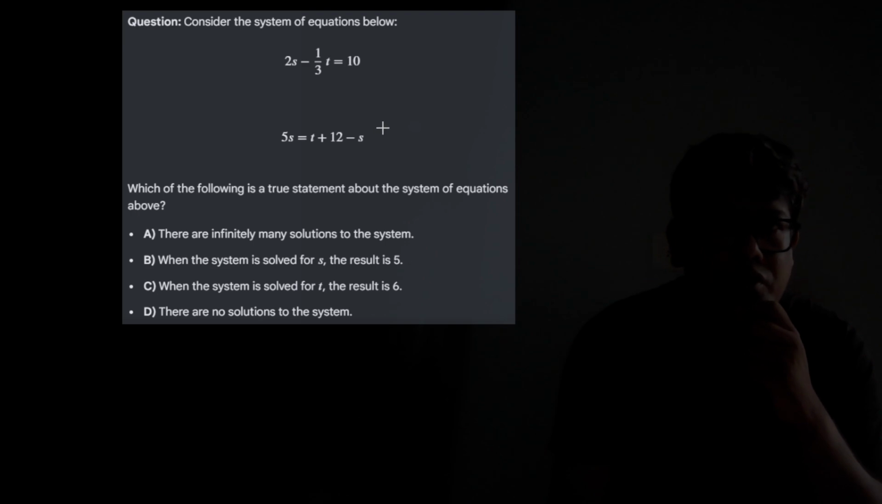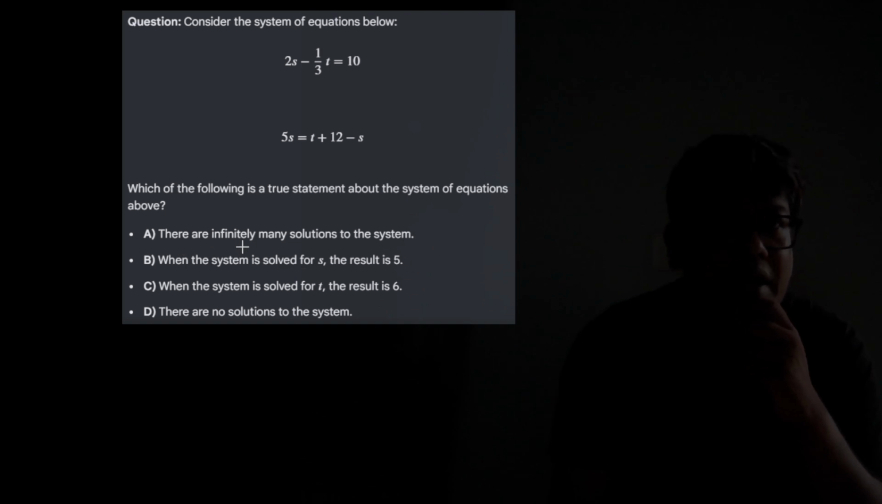We have three questions to solve. This is the first question. Consider the system of equations below. 2s minus 1/3 of t is equal to 10. 5s equal to t plus 12 minus s. Which of the following is a true statement about the system of equations above?